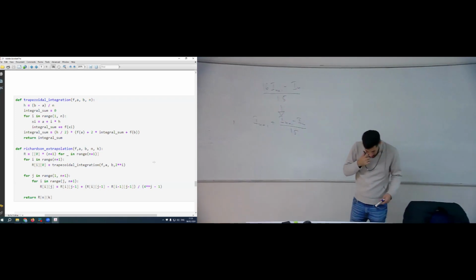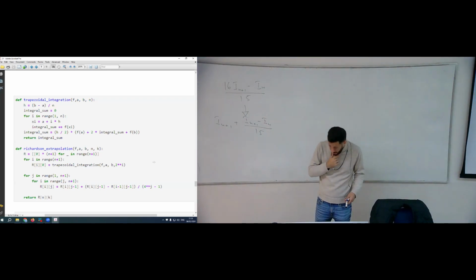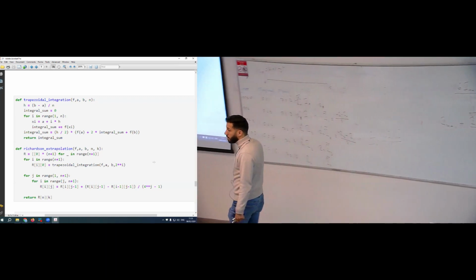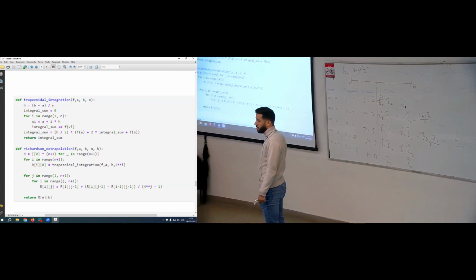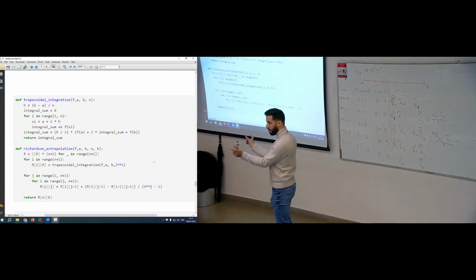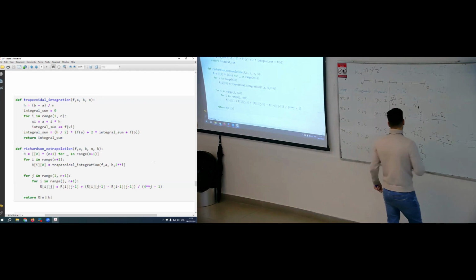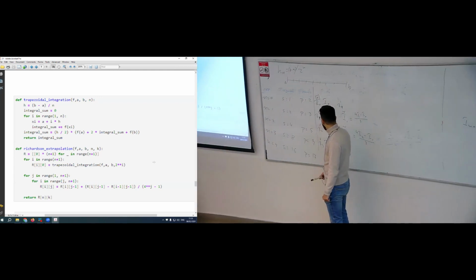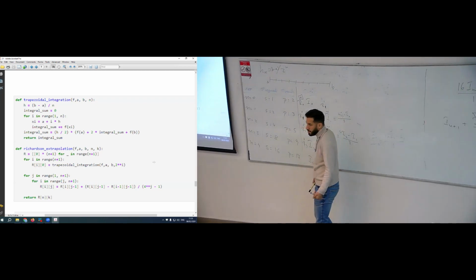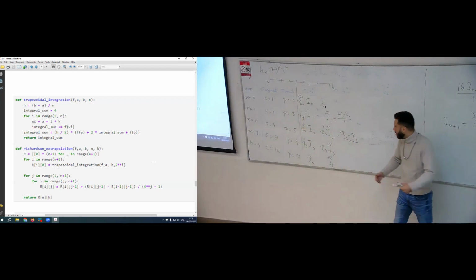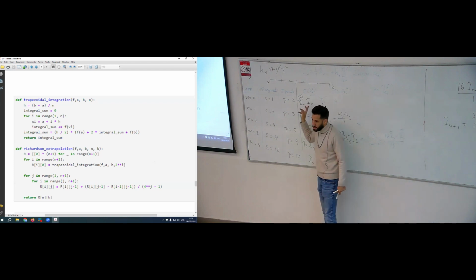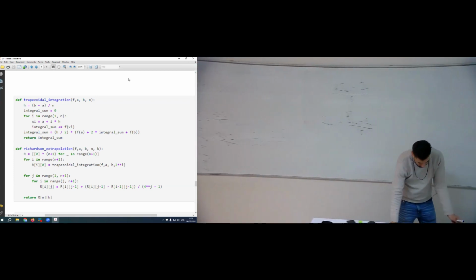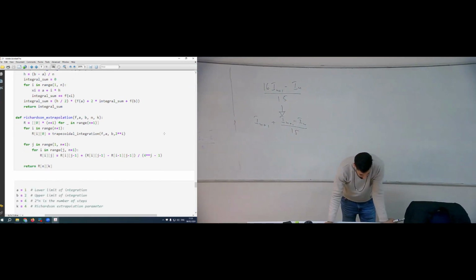Why do you call this extrapolation? Why extrapolation? Because you take from here to here. It's not the same range. Yeah, because the error here will be at one psi and the error here at another psi. Okay.